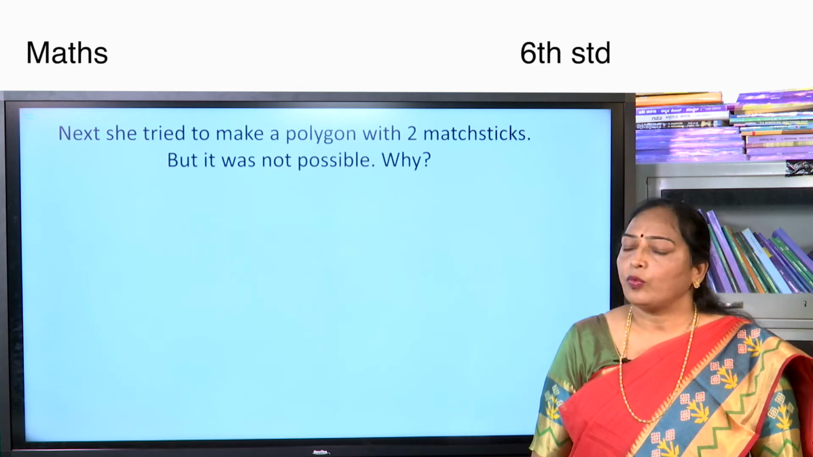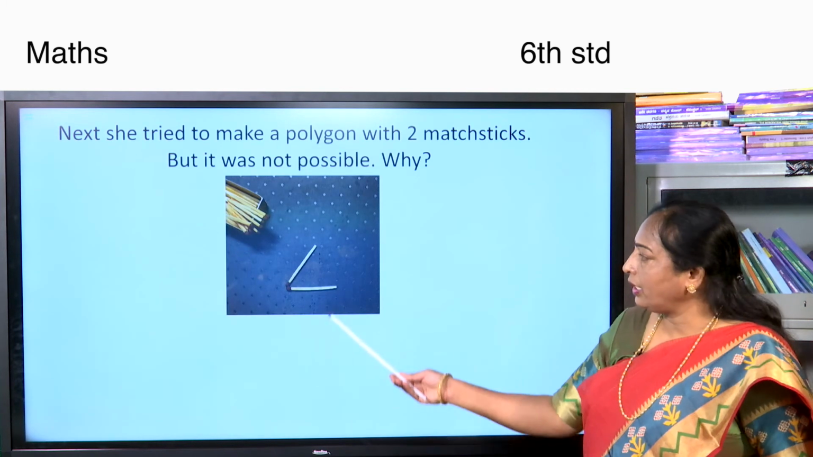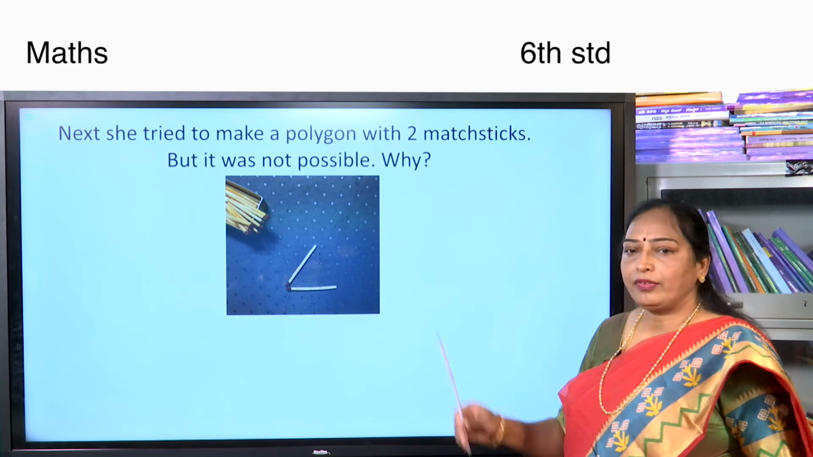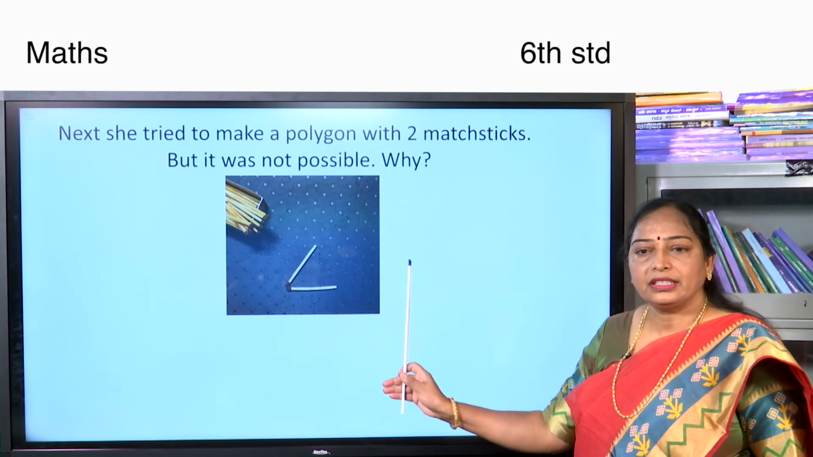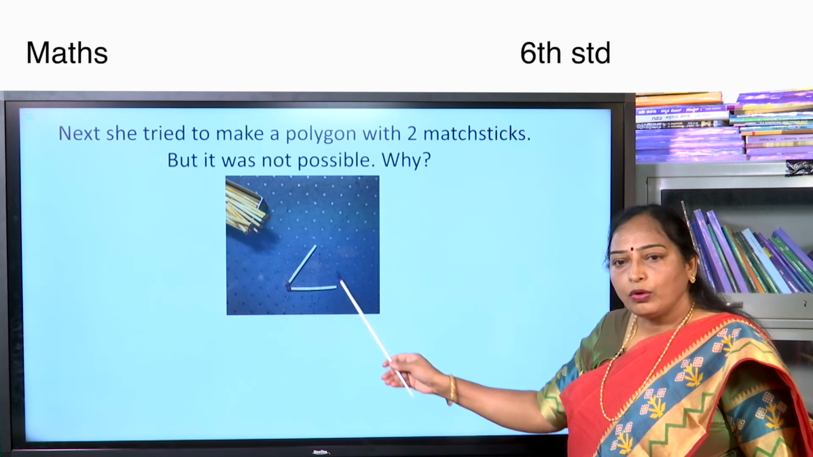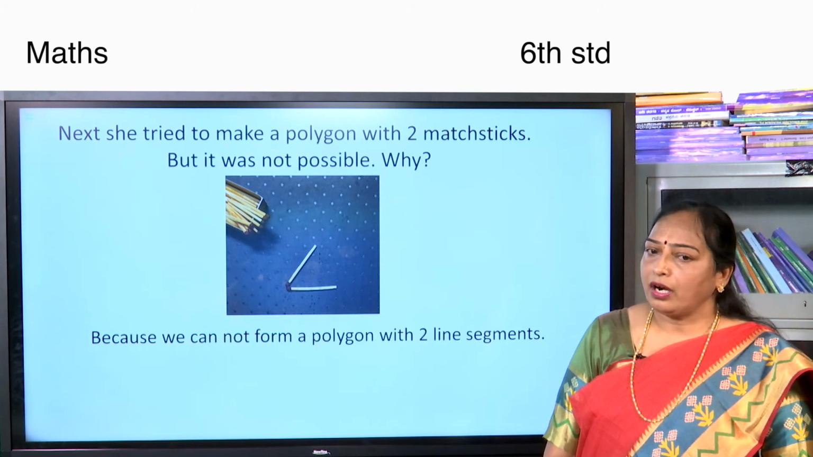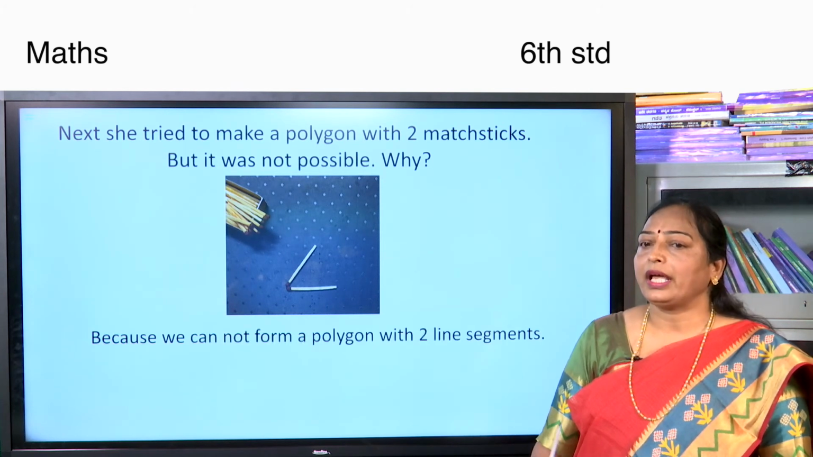Next, she tried to make a polygon with 2 matchsticks, but it was not possible. Why, children? Why is it not possible? Look here. She made a figure, but it is not a closed figure. We cannot form a polygon with 2 line segments.